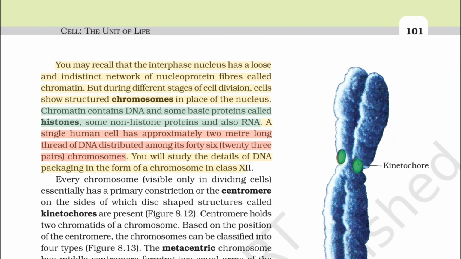You may recall that the interphase nucleus has a loose and indistinct network of nucleoprotein fibers called chromatin. But during different stages of cell division, cells show structured chromosomes in place of the nucleus. Chromatin contains DNA and some basic proteins called histones, some non-histone proteins and also RNA. A single human cell has approximately a 2-meter-long thread of DNA distributed among its 23 pairs of chromosomes. You will study the details of DNA packaging in the form of a chromosome in class 12.